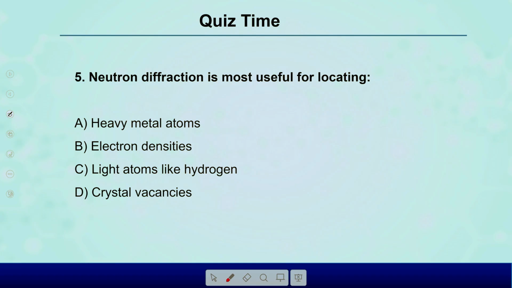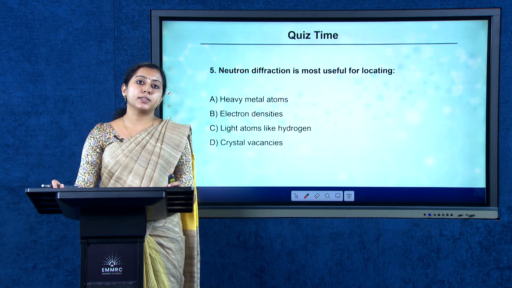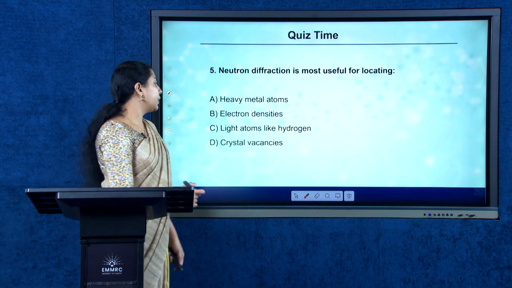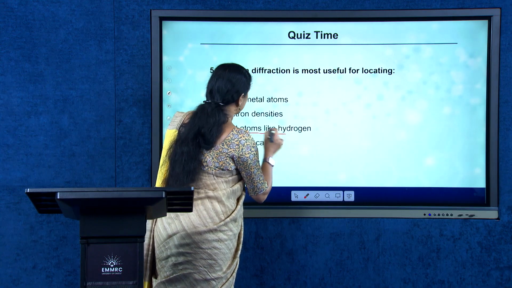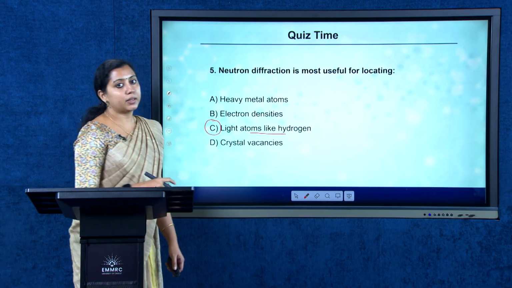Let's move on to the fifth question. Neutron diffraction is most useful for locating option A, heavy metal atoms, option B, electron densities, option C, light atoms like hydrogen, and option D, crystal vacancies. We have seen that since neutrons can penetrate deeply into the atomic nuclei, they can be used for identifying light atoms like hydrogen. So, the correct option is option C, light atoms like hydrogen.